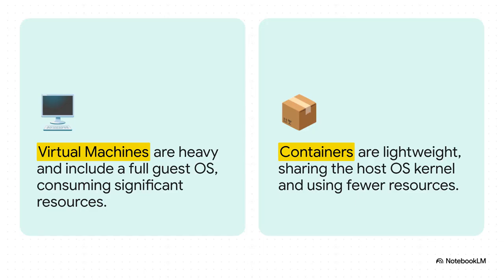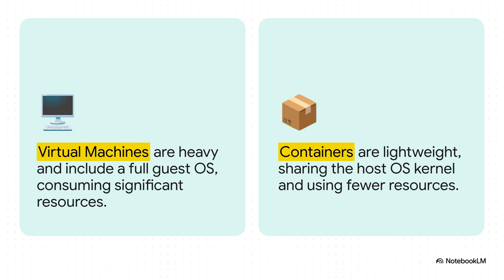Now you might be thinking, hold on, isn't that just a virtual machine? And that's a fair question, but they're actually very different. Here's the core distinction. A VM needs a full-blown guest operating system for every single app. That makes it heavy and really slow to start up. It's like building a whole separate house with its own foundation for every single app.